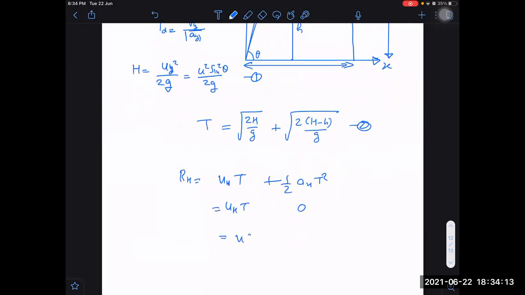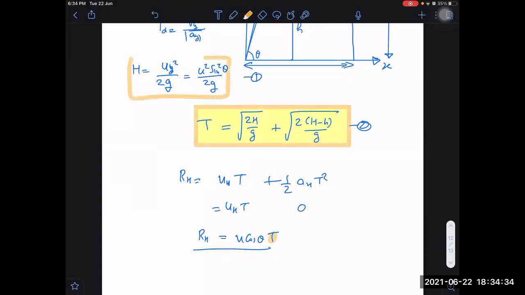So u horizontal is nothing but u cos theta into, if you want me to write, I will write it down, but I think it is not needed. You know how to do it afterwards. So I will just write R equals this. Mainly, how do I get T? T I get from here. And how do I get H? H I get from here. So I need this one and this one. Both I need to get the answer finally. By these two together, I will be getting the answer.